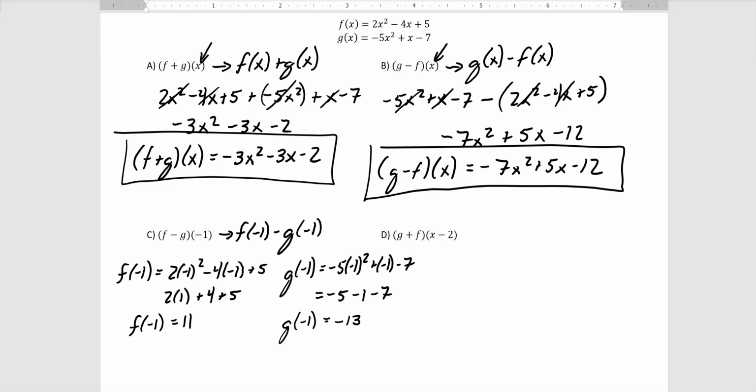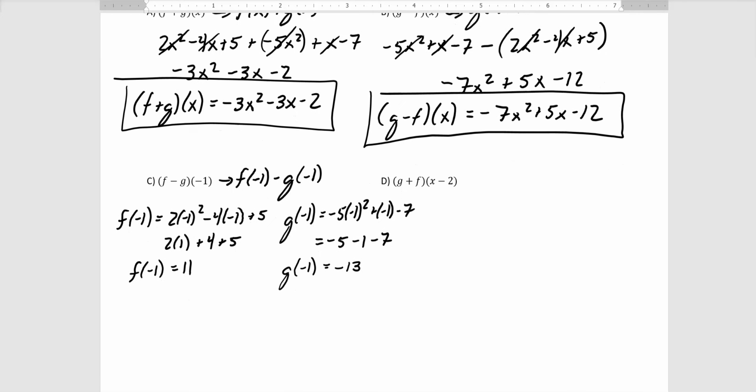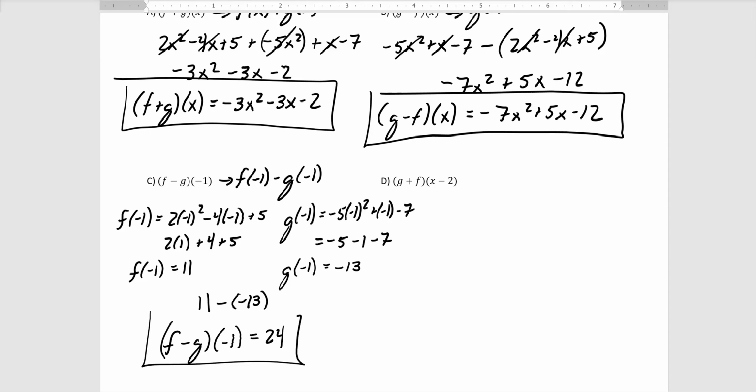So remember how up here f of negative 1 minus g of negative 1? Well, we now know that f of negative 1 is 11. g of negative 1 is negative 13. So 11 minus negative 13. That tells us that f minus g of negative 1 equals 11 plus 13 is 24. There we go. All right, let's try letter D together.